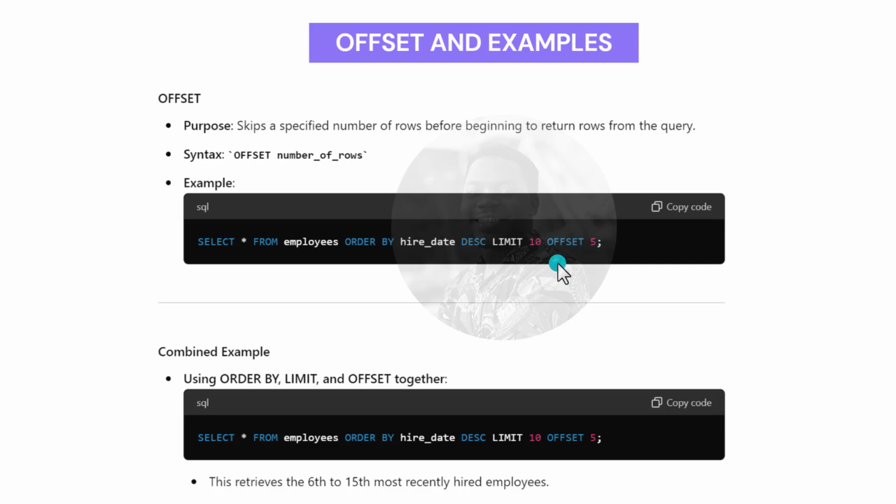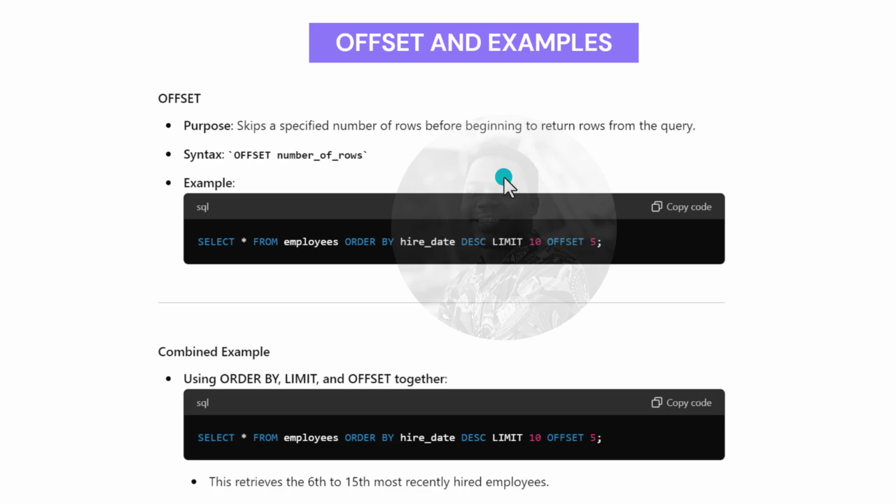That means it's going to be starting from 6, 7, 8, 9, 10. So the 5 remaining records are going to be displayed. Please take note, we are limiting to 10, so we are expecting to have 10 results in this query. But since we apply the offset 5, we are skipping 5 records and then giving the remaining 5 records. So that's the purpose of this offset keyword.